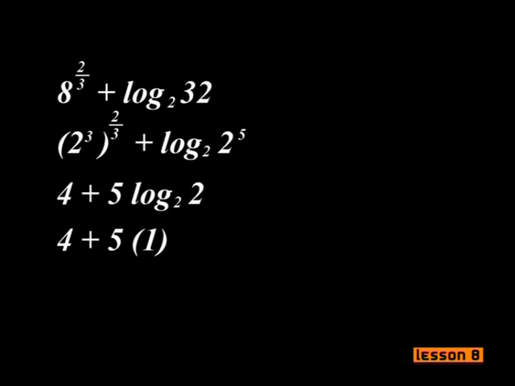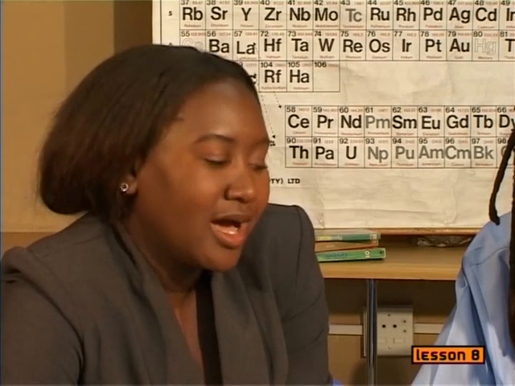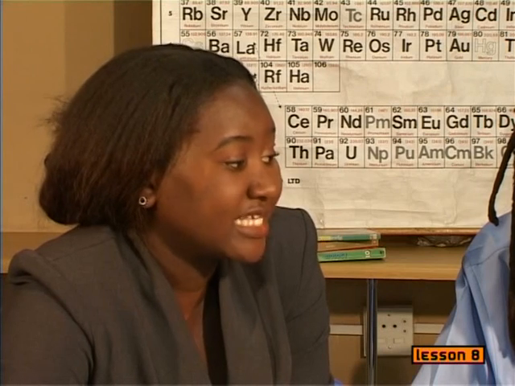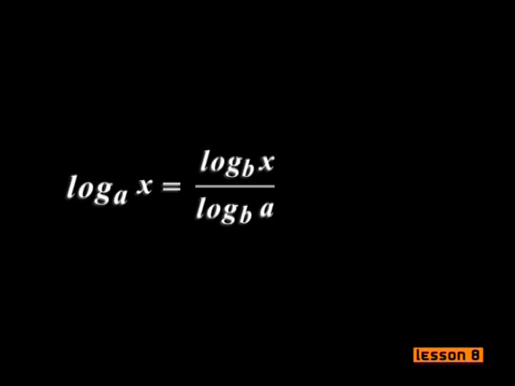That gives me 4 plus 5 times 1, which is equal to 9. Well done, Debuho. I would like us to now look at a formula which sometimes makes working with logs easier. It's called changing the base. If we are given log base a of x, we can change this to log base b of x divided by log base b of a.